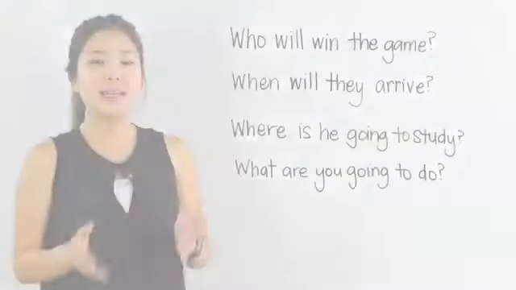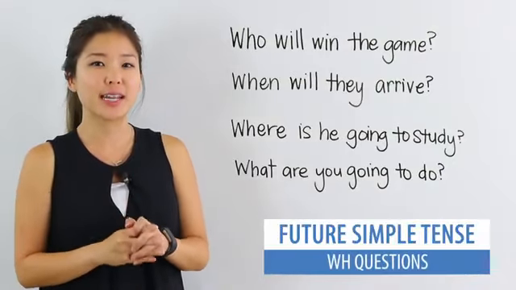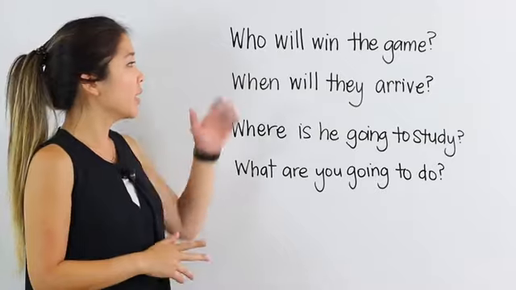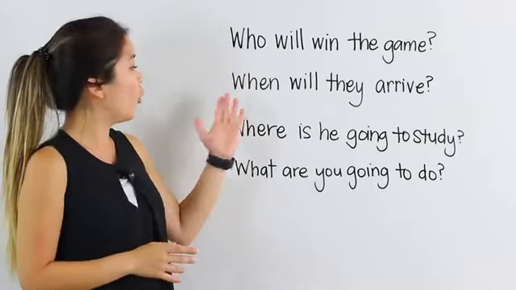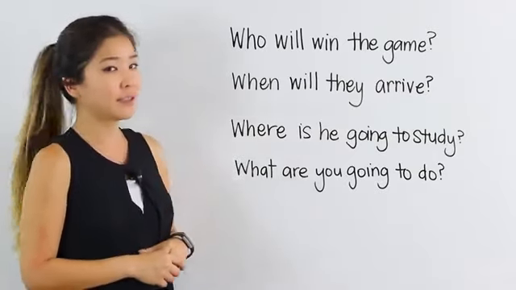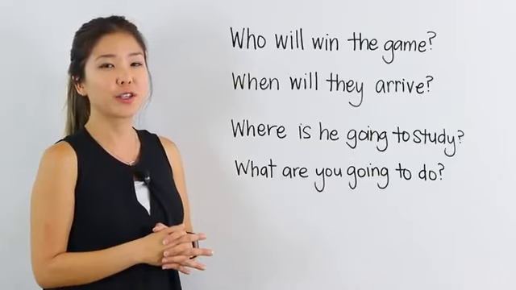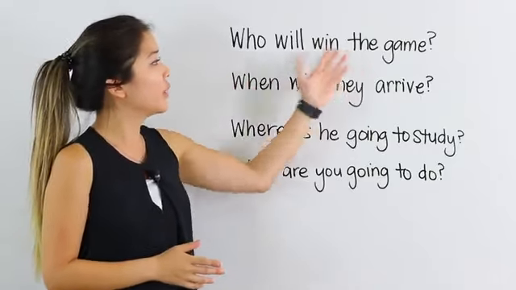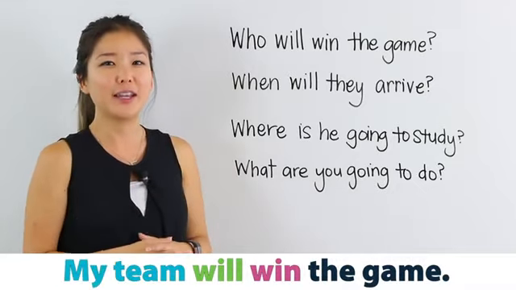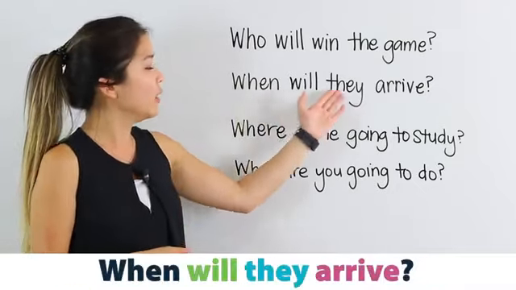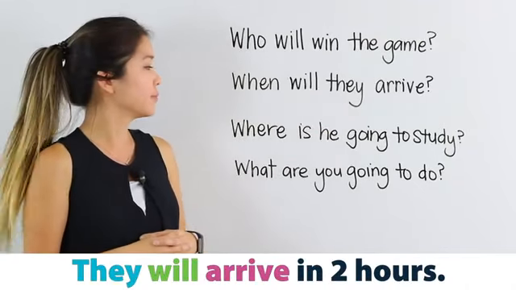Let's move on. Let's look at how to form WH questions in the future simple tense. If you notice, each question begins with a WH word. Who, when, where, and what. The first two sentences use will for the future simple tense. Who will win the game? To answer, I can say, my team will win the game. When will they arrive? They will arrive in 2 hours.